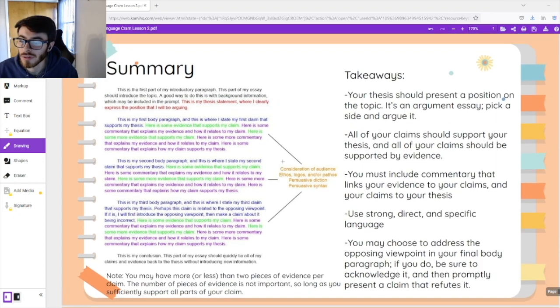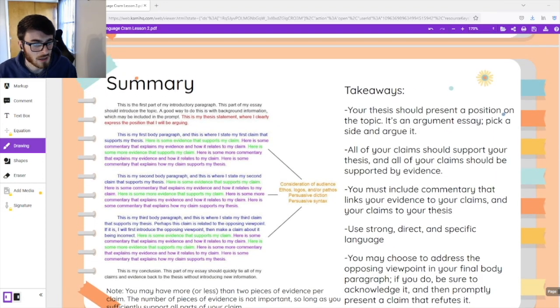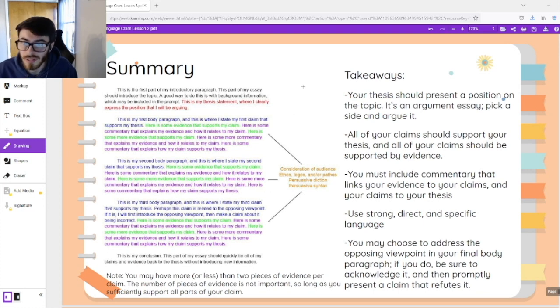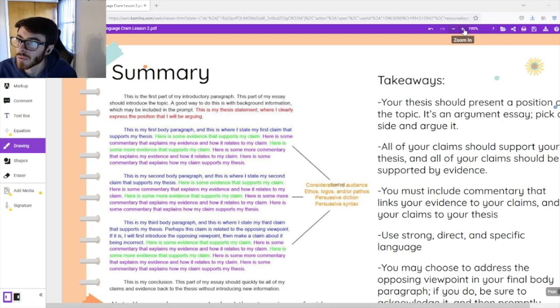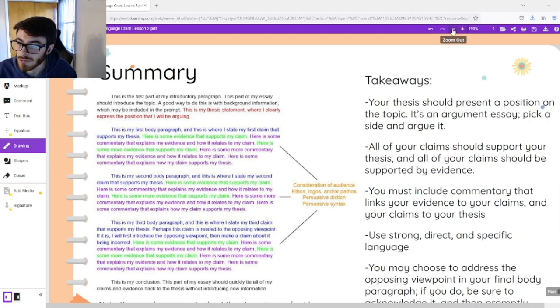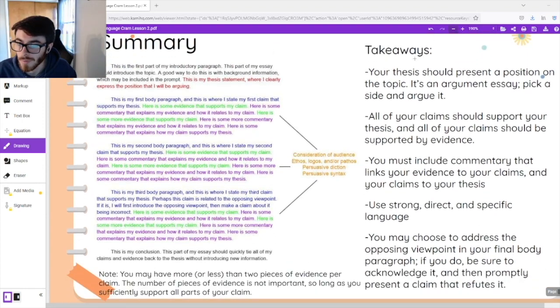So let's go through a little bit of a summary here. We've talked about a lot of different ideas here. We've talked about the argument essay. We've talked about some ideas that relate to all of the essays. What I want to do is kind of go through what an argument essay should look like here on the left side. So I've kind of given a format of what your argument essay should look like, a template, if you will, of what your argument essay should look like.